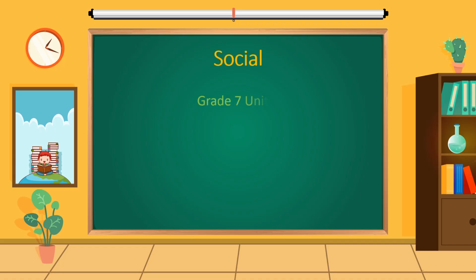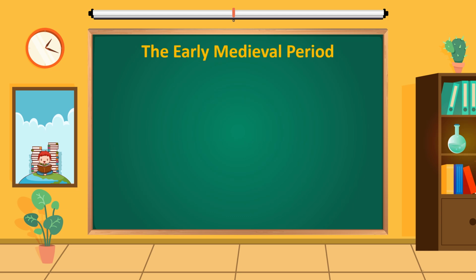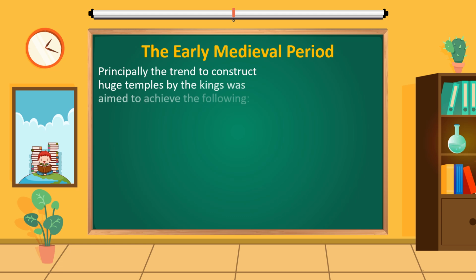Social. Grade 7 Unit 1, Rulers and Buildings. The early medieval period, principally the trend to construct huge temples by the kings was aimed to achieve the following.